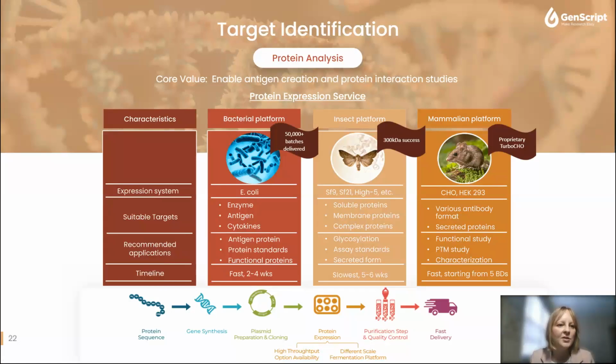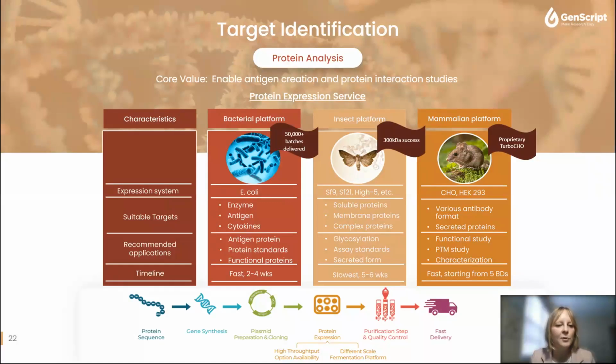GenScript's protein expression service covers multiple systems to accommodate the diverse needs and optimize production of target proteins. Efficient and reliable protein expression is crucial for obtaining sufficient quantities of those target proteins in order to characterize and further analyze functionality. For simple protein expression needs, the E. coli platform provides a cost-effective and rapid solution.